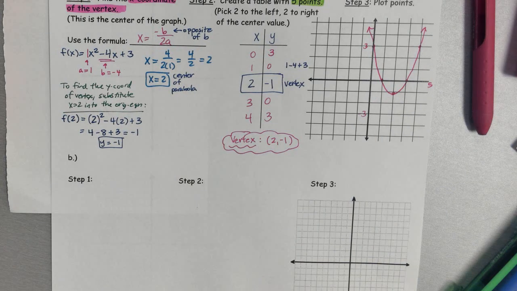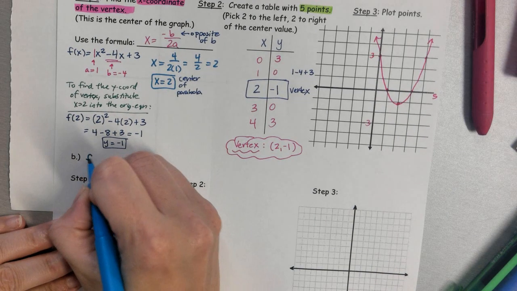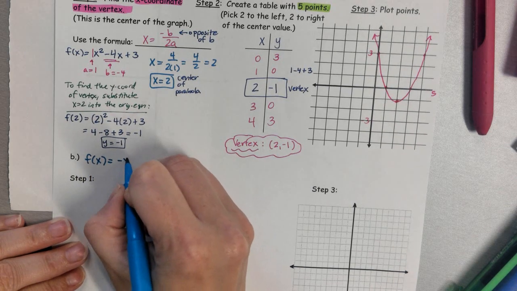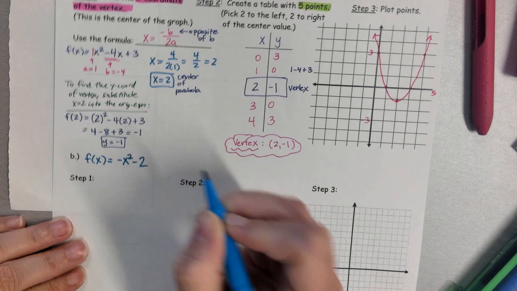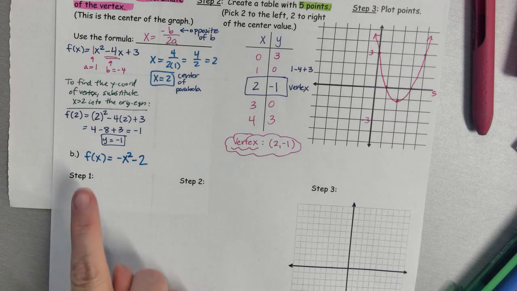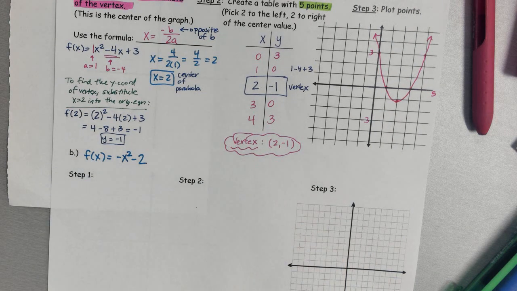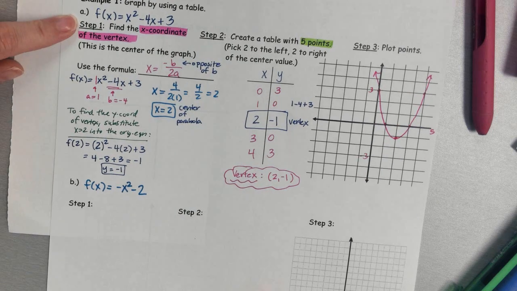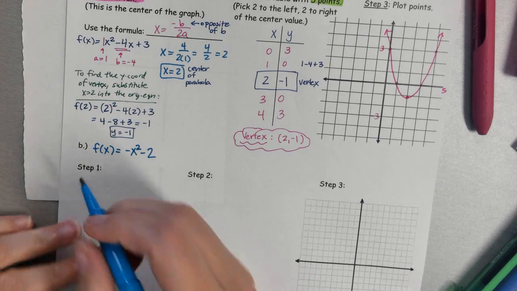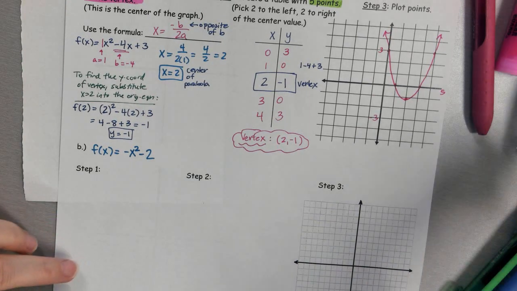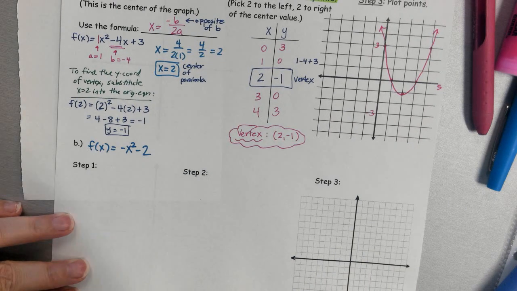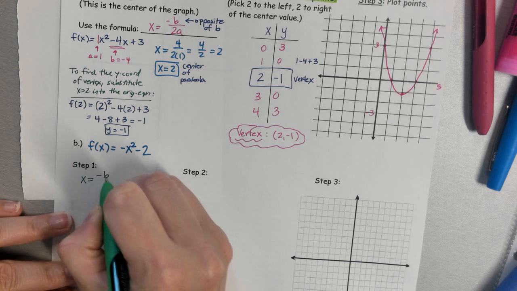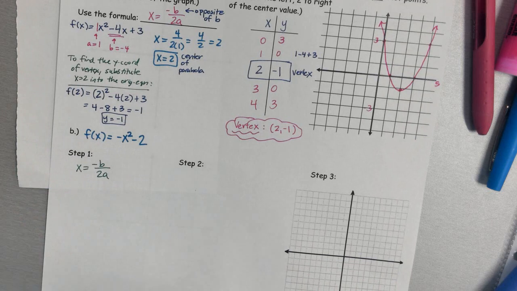All right, let's do part B. So for part B, you have f of x equals -x squared minus 2. Okay, so I want you to do step 1, step 2, step 3. And if you don't remember, just look up here. Step 1, find the x coordinate of the vertex. So you're always going to be using that x equals the opposite of b over 2a.